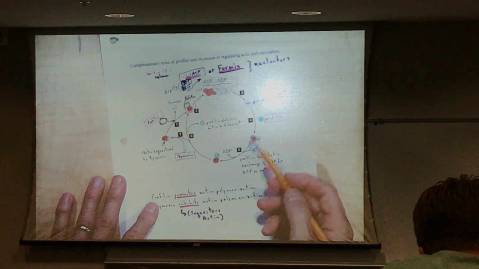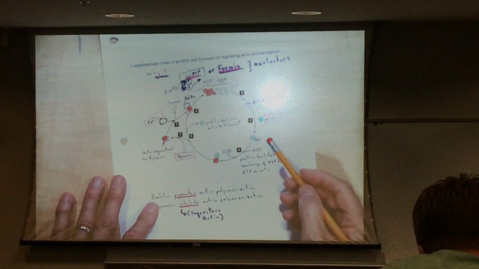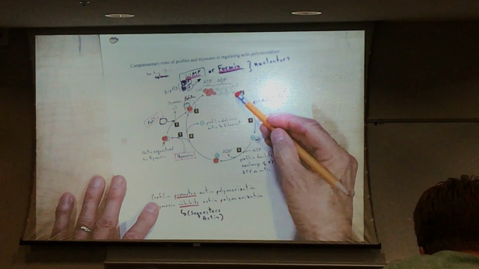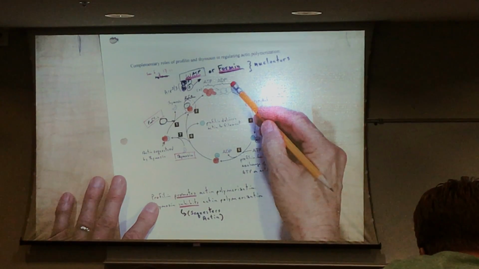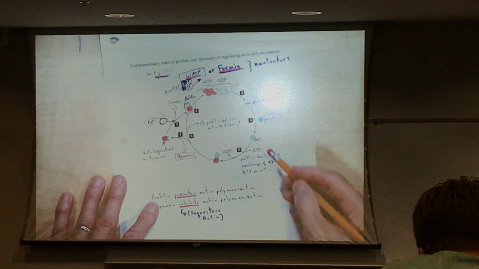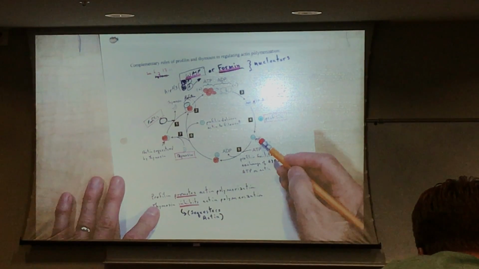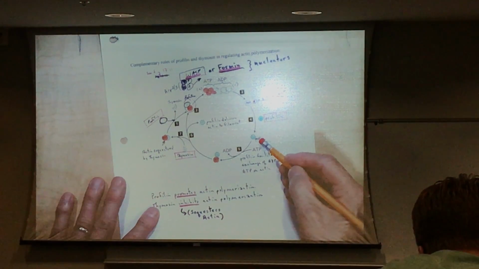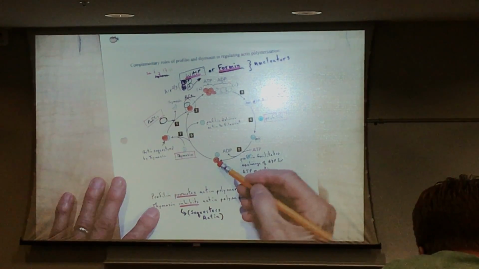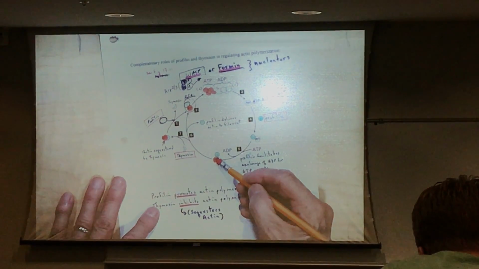So now profilin catalyzes this. ADP actin is poorly able to add on to a minus end, it's not very sticky, and it's not very good at adding on to a plus end either. So this is pretty much an inert ADP actin subunit here. But profilin is converting it to, so to speak, active actin with ATP in its binding pocket.